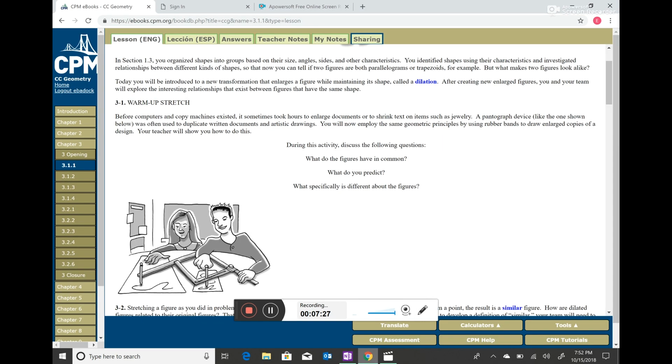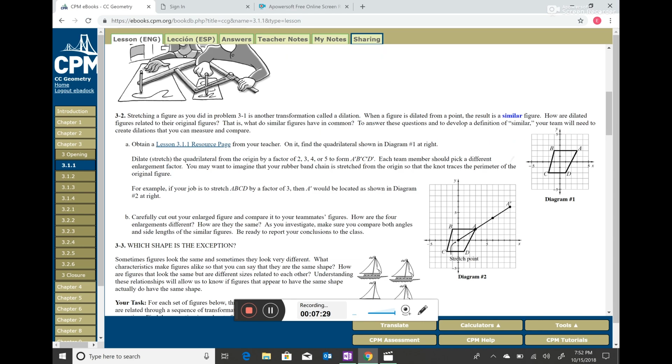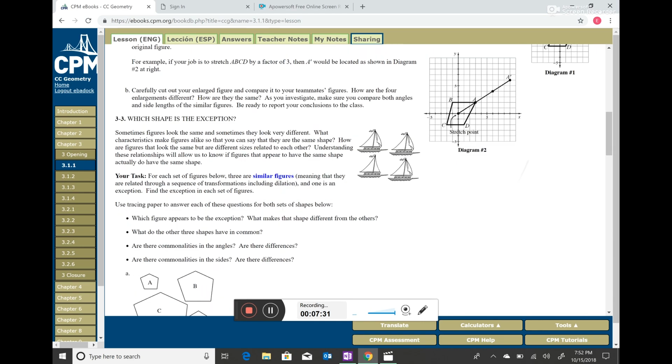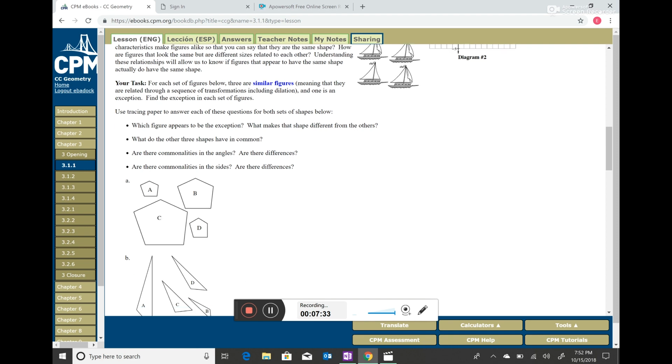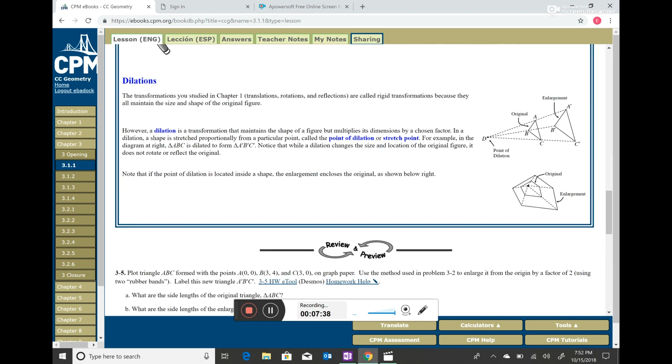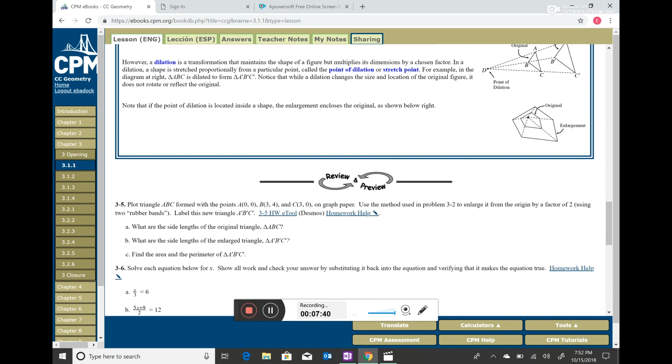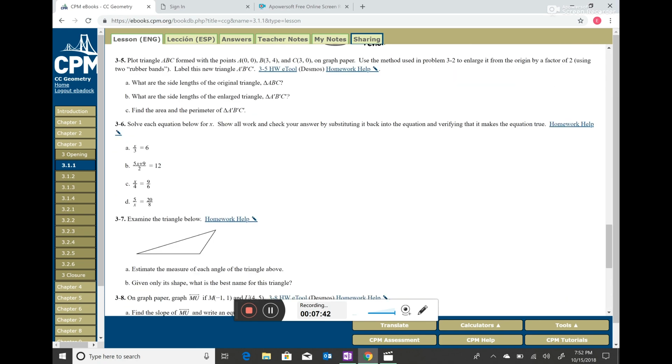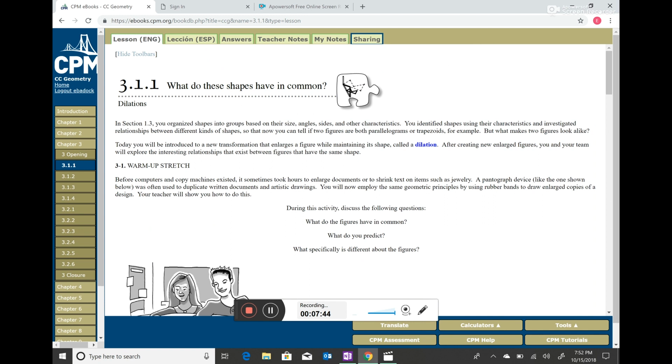Alrighty. So you guys will come in, like I said, and do question 3.2 and 3.3, and I will be around to check that. No learning log like always. Make sure you guys are writing down the notes for dilation and the definition. And then you guys will have your exit ticket to do at the end of class. If you guys have any questions, please let me know.